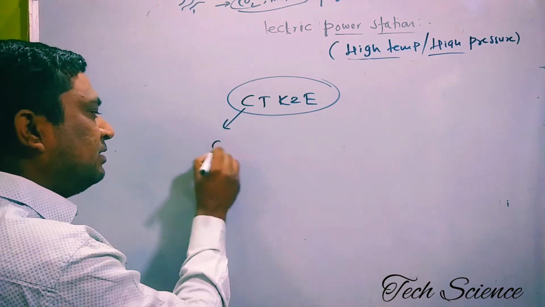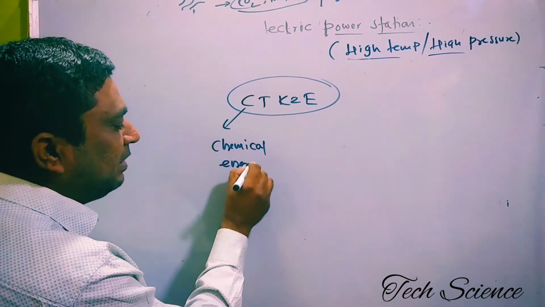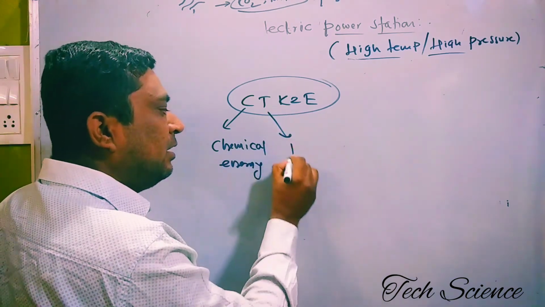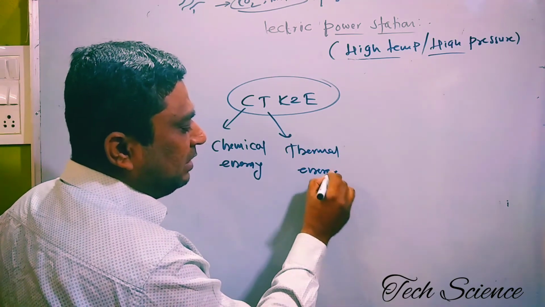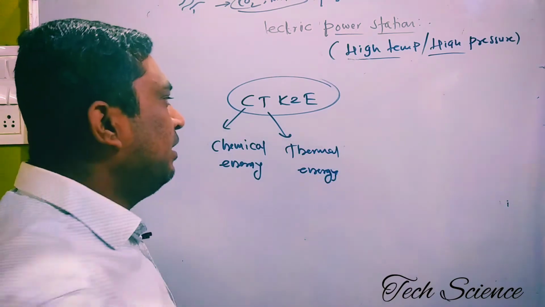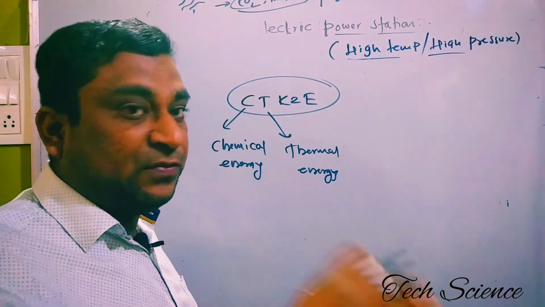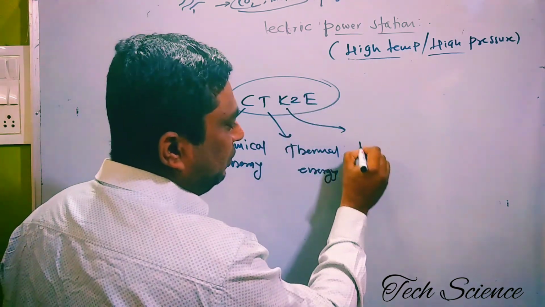The first energy is called chemical energy. It is the chemical energy which is present in the coal. Now this energy converts into thermal energy, and because of that the water gets boiled and is converted into steam having high temperature and pressure, which falls on the turbine. K2 means K plus K. So the first is K.